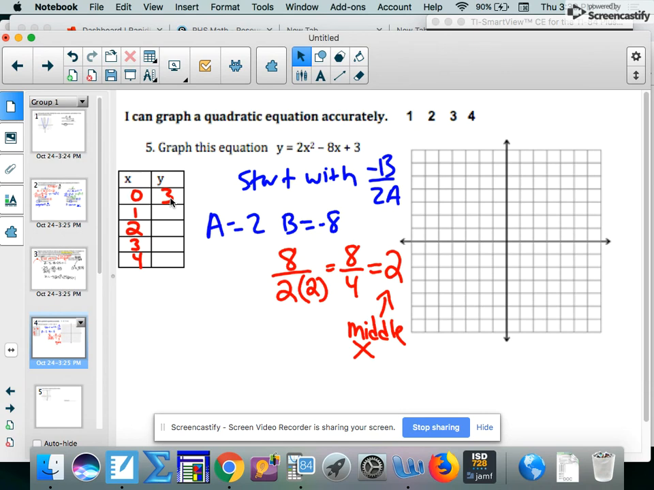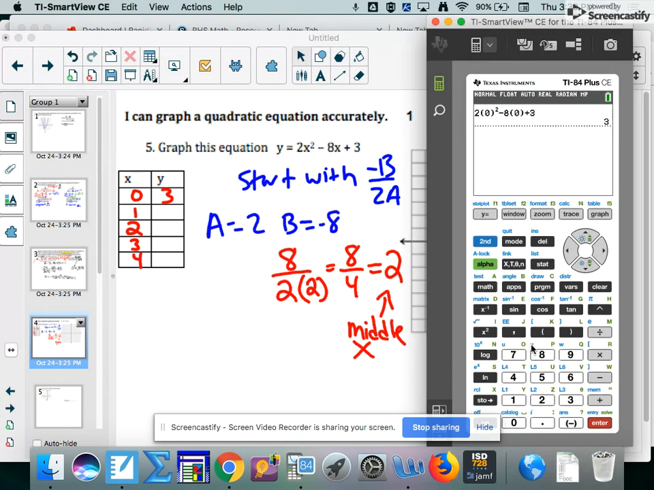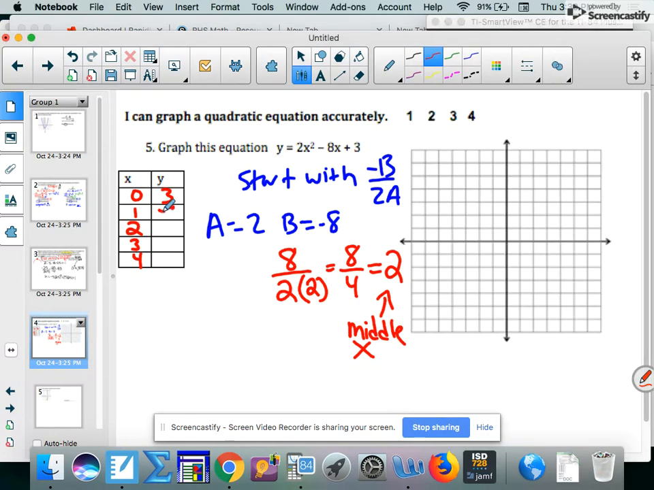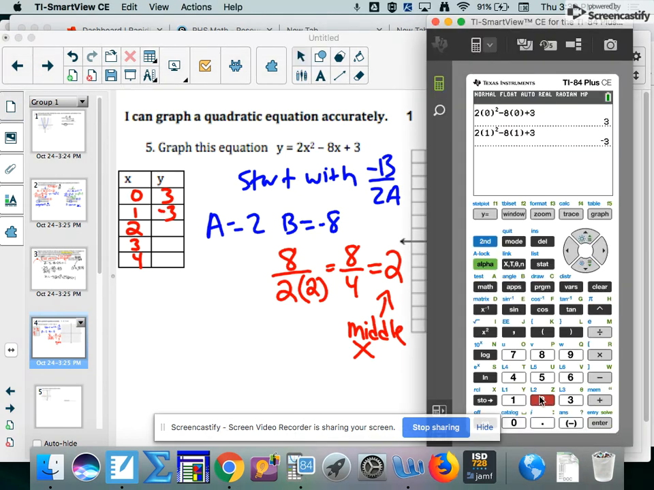Now I'm going to do the same thing, but I'm going to plug in 1. So I'm going to do, again, this whole equation here. 2 is still there, but instead of x, I'm plugging in 1. Minus 8, again, instead of x, I'm plugging in 1. And now plus 3, and I get negative 3. Okay, now I'm going to do the same thing, plug in 2. So I'm going to do 2 times, instead of x, plug in 2. Plus 3. And you get negative 5.